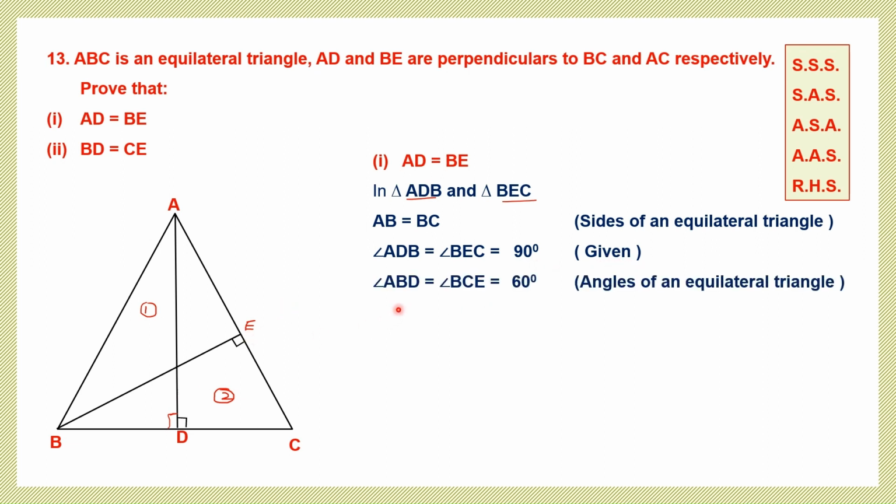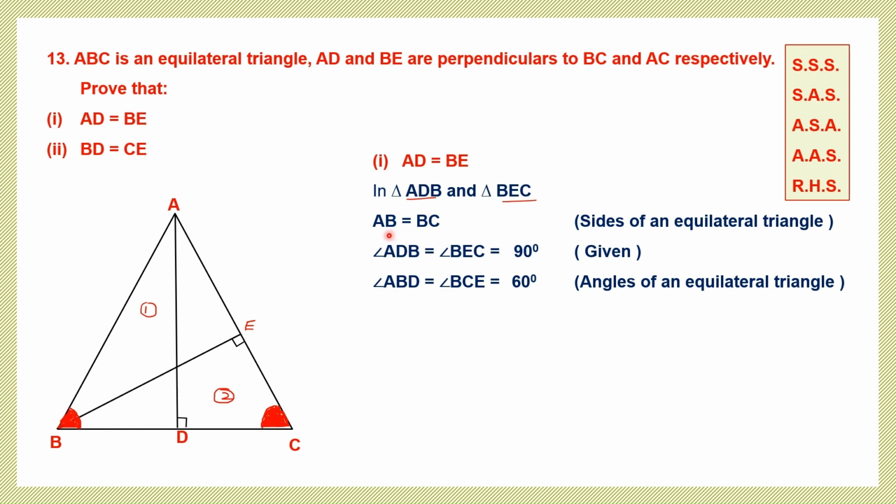Then we also have angle ABD. That is this angle in red. Angle ABD is equal to angle BCE. How are they equal? Because they are angles of an equilateral triangle and they are all equal and they are 60 degrees each. So angle A is 60, angle B is 60 and angle C is 60. So these two angles are equal to 60 degrees. Now why did we take only these two? Remember, we are looking only at this triangle and this triangle to prove that they are congruent.